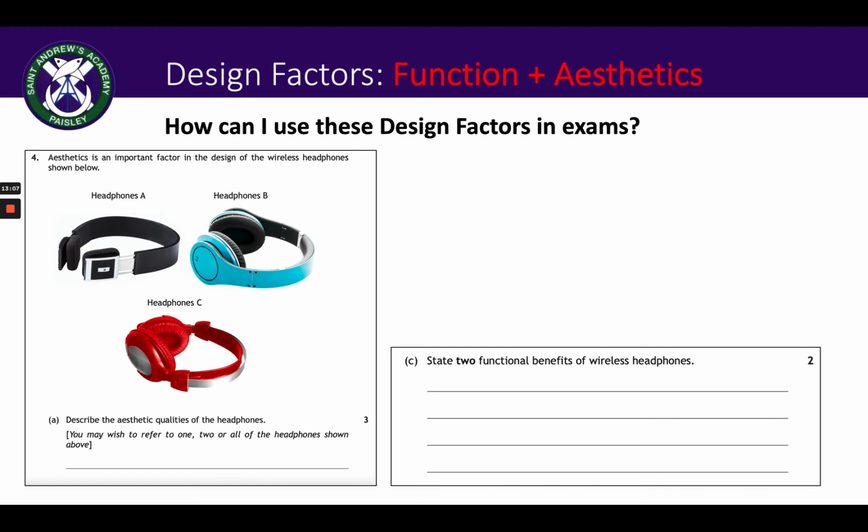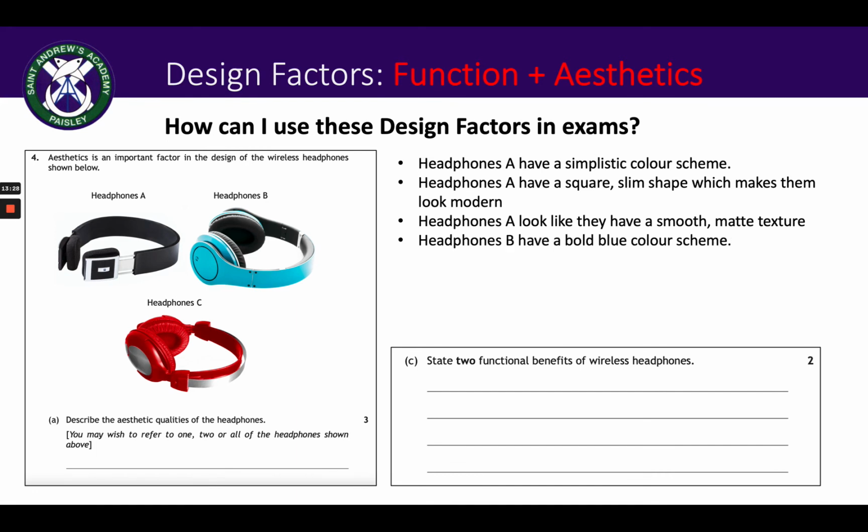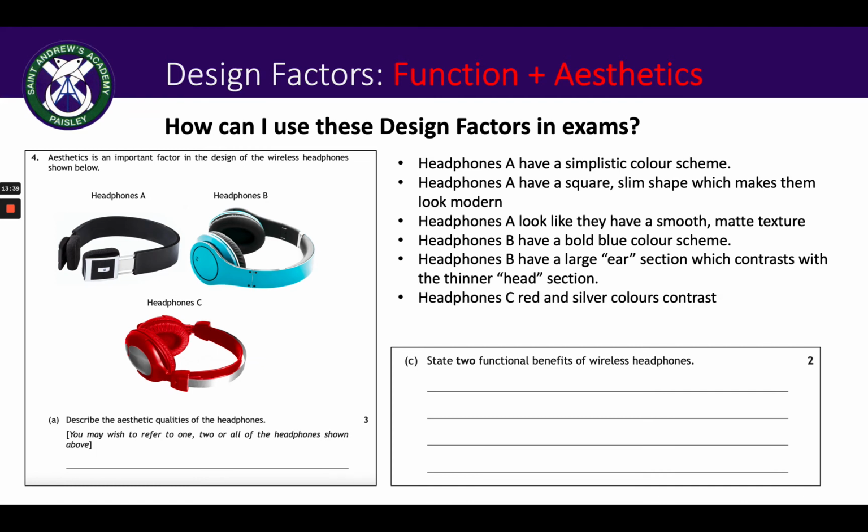Right? These are some of the things that you could write down. So headphones A have a simplistic colour scheme. They do. Headphones A have a square, slim shape, which makes them look modern. They do. Headphones A look like they are smooth. They've kind of got a matte texture. Headphones B have a bold blue colour scheme. Headphones B have a large ear section, which contrasts with the thinner head section. Headphone C, the red and silver colours contrast. Headphone C, the materials look shiny and modern.